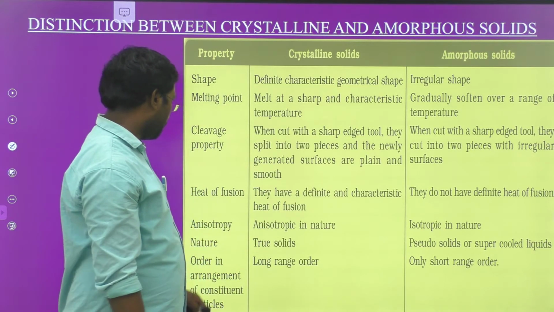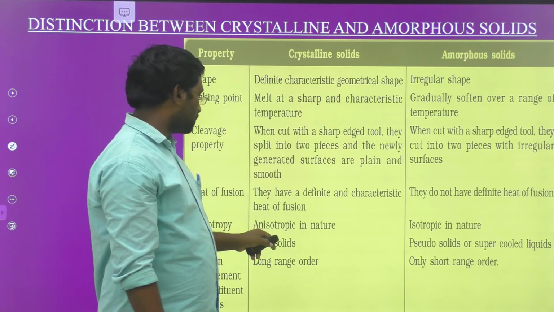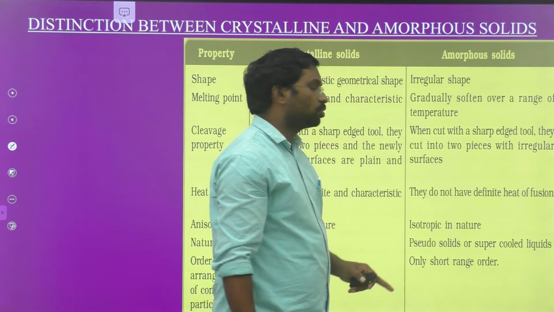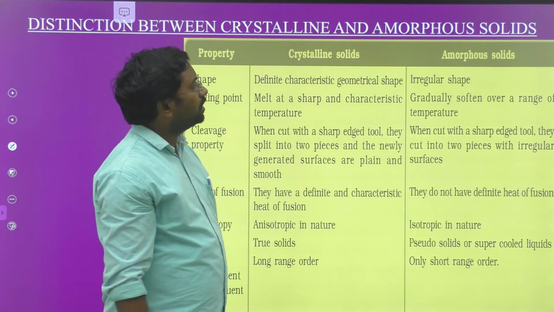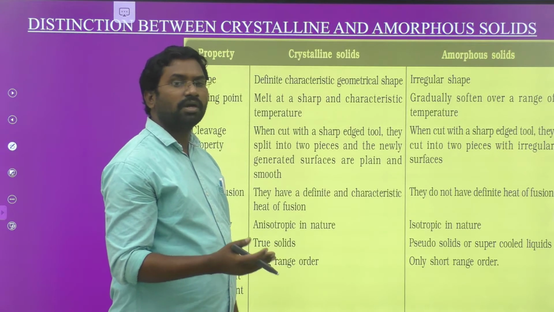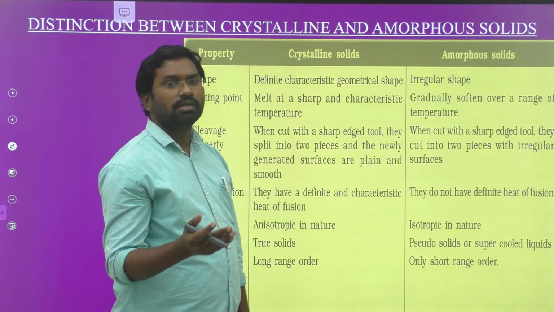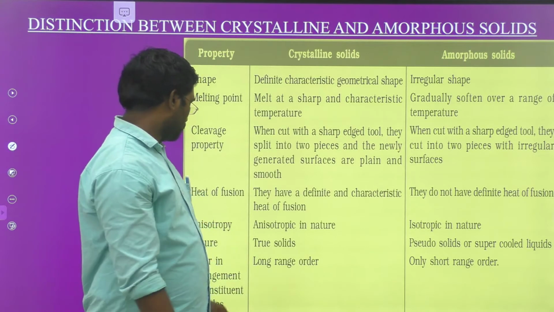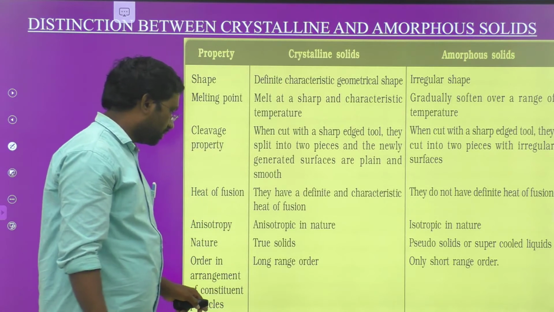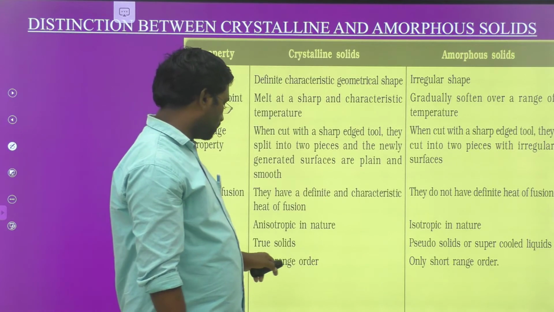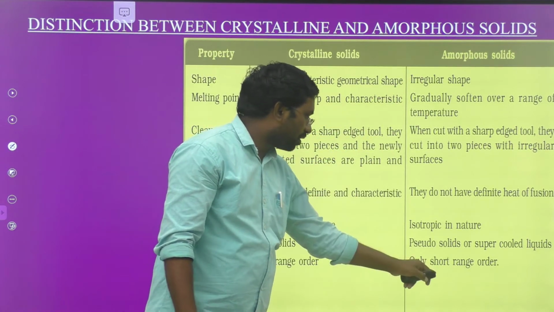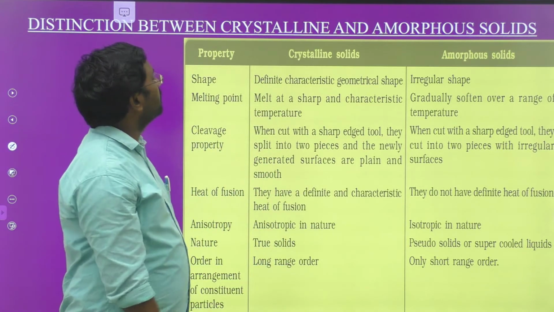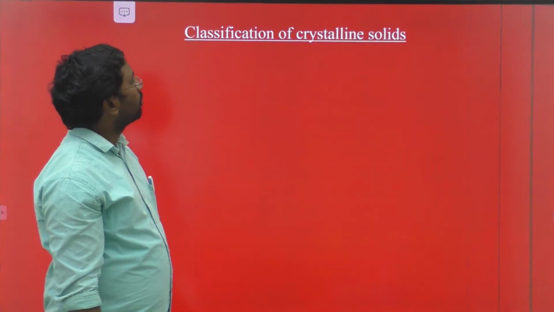in all directions. And in nature, crystalline solids are true solids and amorphous solids are pseudo solids or supercooled liquids. Generally we call them amorphous solids, but they are not a pure form of solid. Sometimes they are also called supercooled liquids. In case of crystalline solids, there is long range order. In case of amorphous solids, only short range order. This is the main distinction between the crystalline solids and amorphous solids.